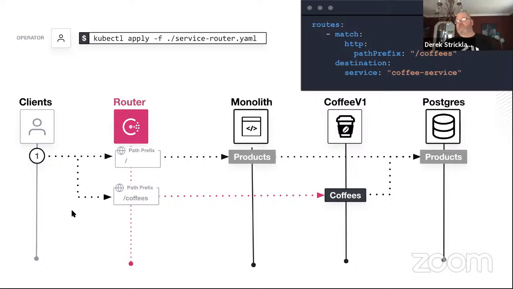Clients that call in hit the service router first. The service router says, hey, what path prefix are you going for? If it's coffee's, drop down to the bottom, hit the coffee v1 service, which then can talk to the Postgres database. But if it's any other route, just keep routing it to the products, keep routing it to the monolith in essence, right?